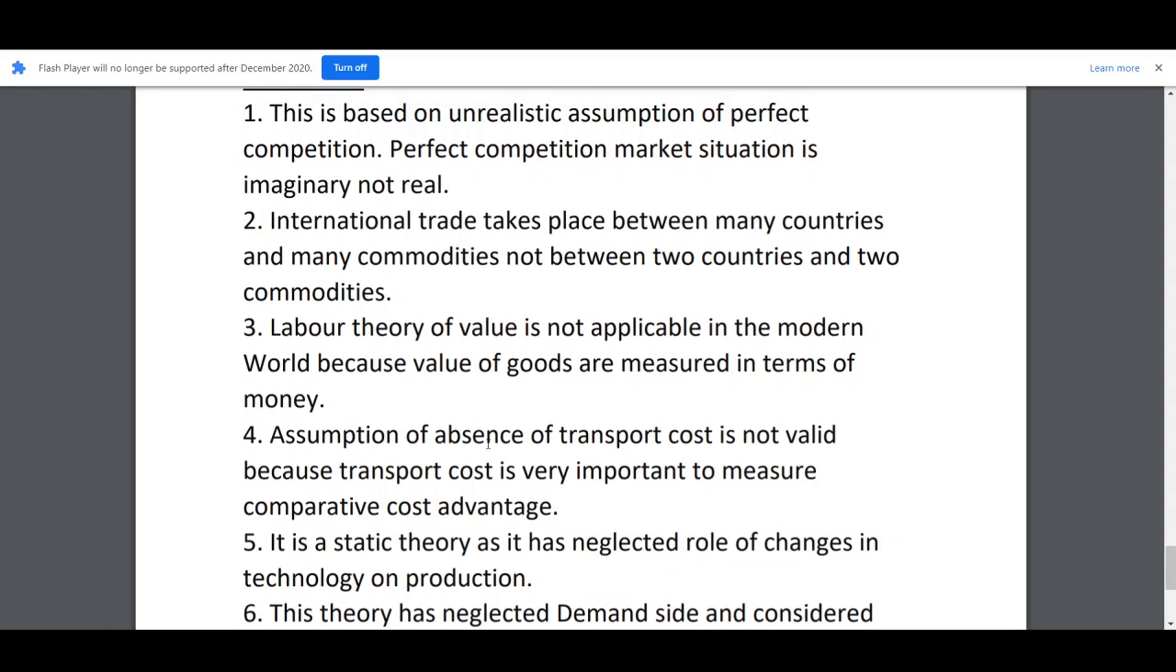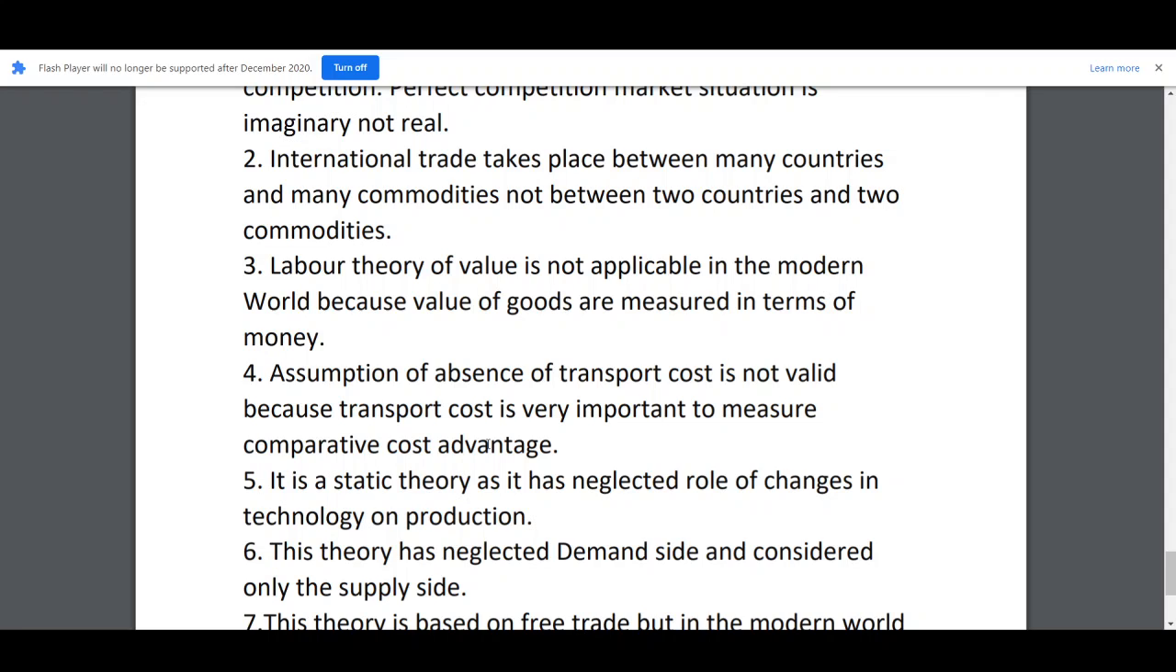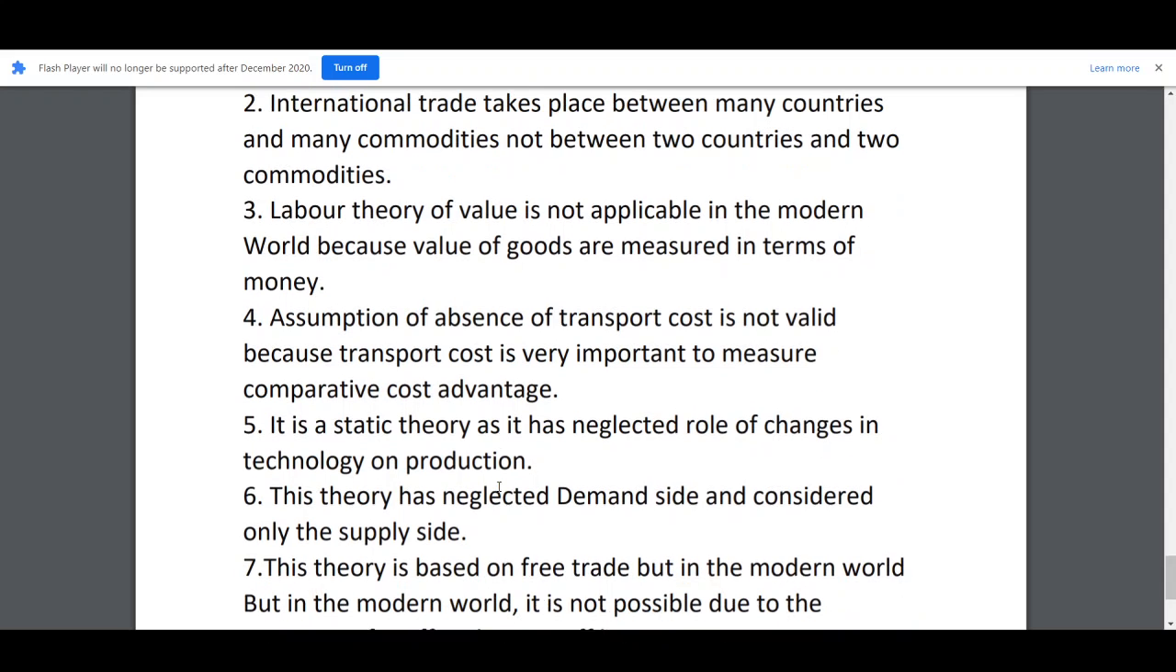Now the fifth criticism is that it is a static theory, as it has neglected the role of changes in technology. See, in this modern world there are so many changes. The level of technology is changing day by day. And this theory, because he is a classical economist, is static. He has not given any importance to technological changes in production. Got it? Now the sixth criticism is that this theory has neglected the demand side and considered only the supply side. He has considered only production, and neglected the demand side.